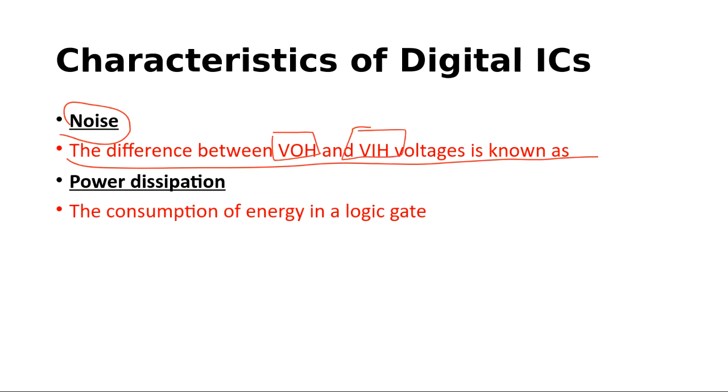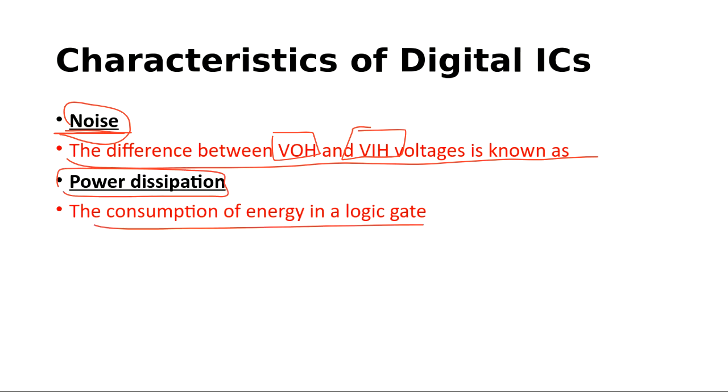VOH is the output high level. VIH is the input high level. So the difference between those is the noise, an undesirable thing. Power dissipation, or in other words, consumption of energy in a logic gate.